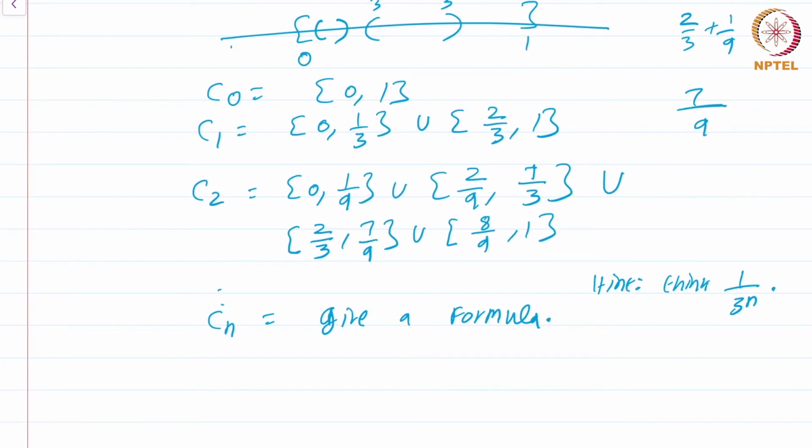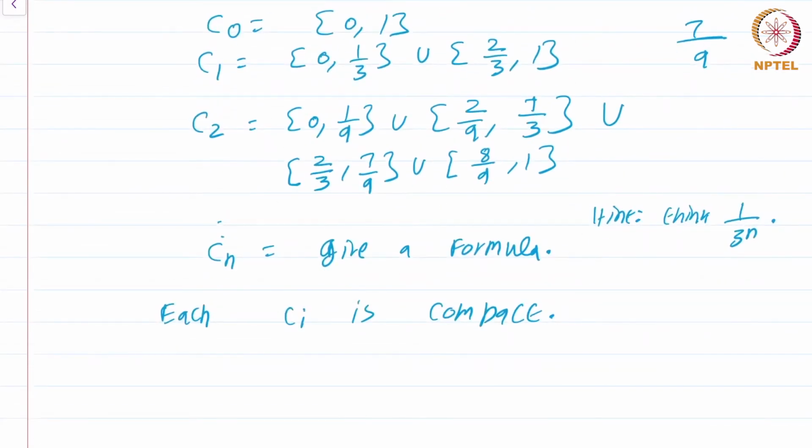Now, what are the properties of C0, C1, C2, Cn? Well, each Ci is compact because it is closed and bounded. It's closed because it's a finite union of closed intervals. It's compact because it's bounded also. So therefore, it's closed and bounded, therefore it's compact.